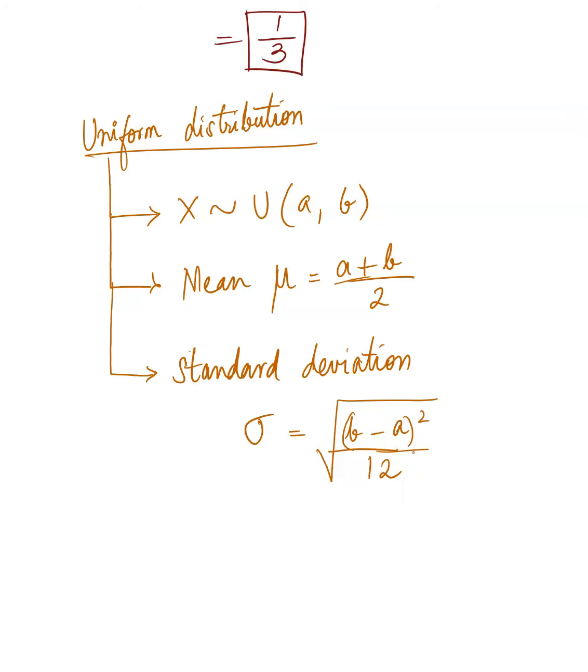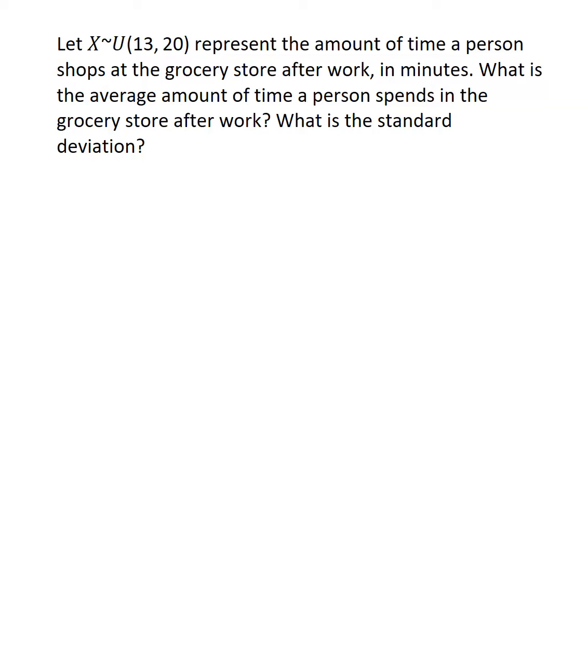Okay, so we'll do a quick example on this. Let x be a continuous random variable with uniform distribution between 13 and 20. This represents the amount of time a person shops at the grocery store after work in minutes. What is the average amount of time a person spends in the grocery store after work? What is the standard deviation? So there are two things they're asking. They're asking for the average amount and the standard deviation. So we know that they're basically asking for the mean and the standard deviation.